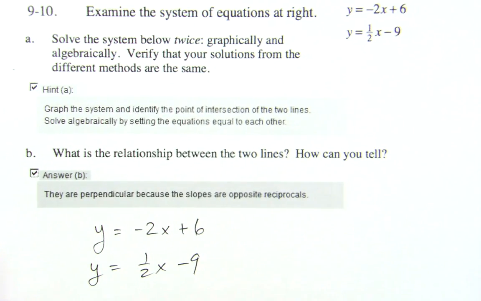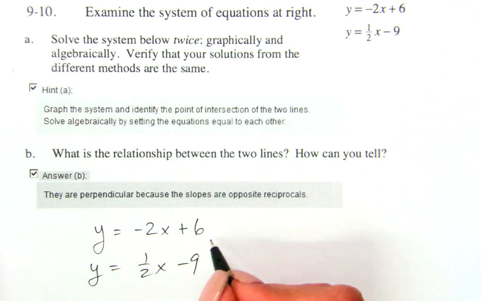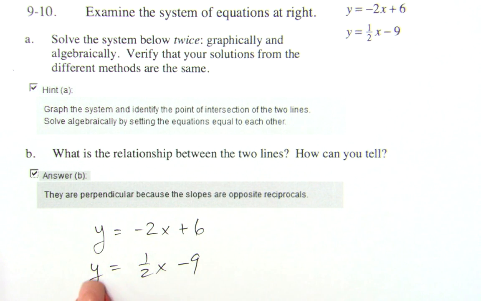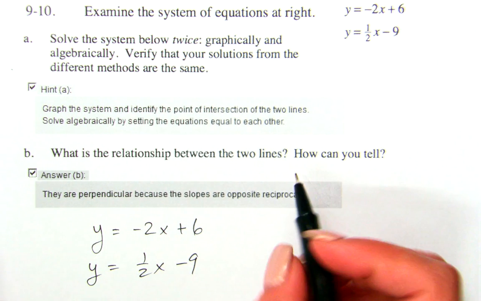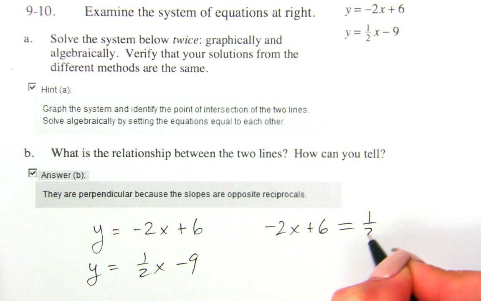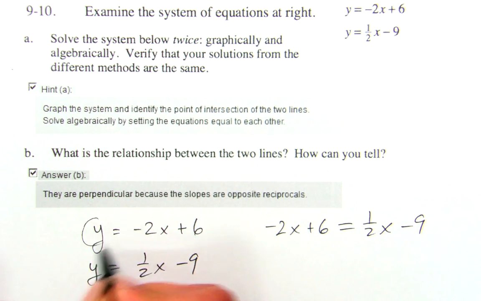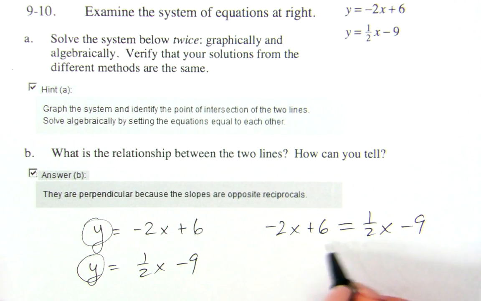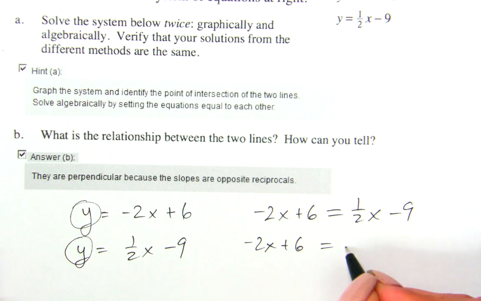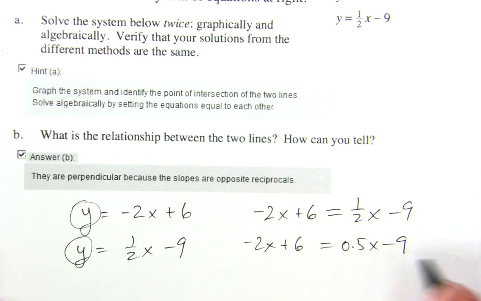All right, so the easy way to do this is to do the equal values method, which I think some of you guys are familiar with. Since y is equal to this and y is equal to that, they're both equal to the same thing. So that means that negative 2x plus 6 is equal to 1/2 x minus 9. Since they're both equal to y, then you can set them equal to each other. So negative 2x plus 6 equals 0.5x minus 9.